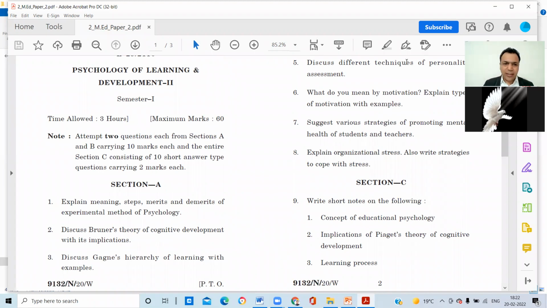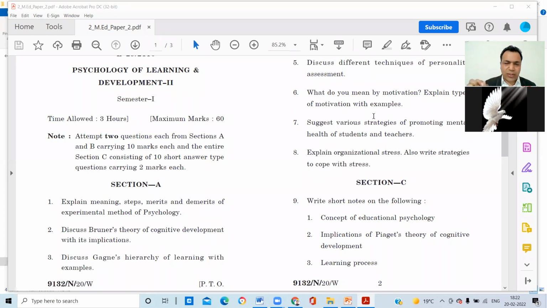So first of all, see the questions. Is it readable to all of you? Second is: discuss Bruner's theory of cognitive development. Right, guys? Okay, you can message if it is readable to all of you. Third question is: discuss Gagne's hierarchy of learning with examples.